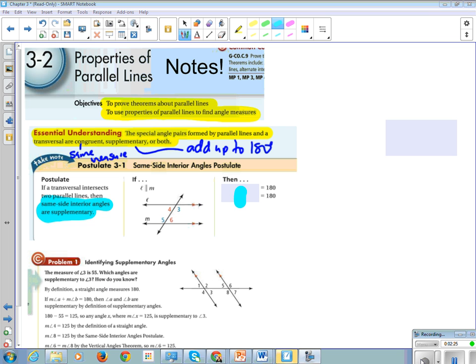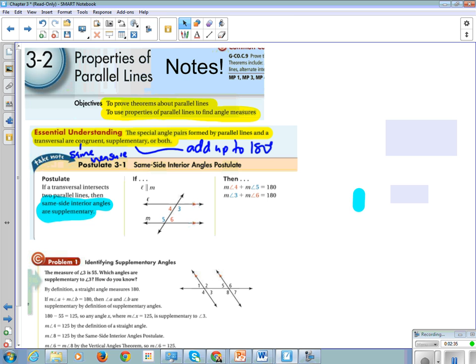So let's see what that means. That means, so you guys write this down, the measure of angle 4 plus the measure of angle 5 is equal to 180 degrees. And the measure of angle 3 plus the measure of angle 6 is also equal to 180 degrees. So 4 and 5, and 6 and 3. Same side interior.